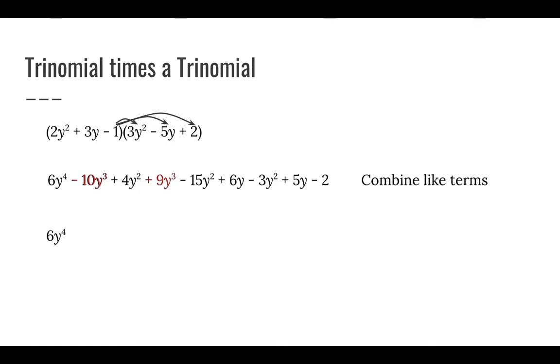Move on to y to the 3rd powers. I have 2 terms with those, so negative 10 plus 9 will give us negative y cubed. I have 3 different terms this time that have y squareds, so 4, negative 15, and negative 3 will give us negative 14y squared. I have 2 terms of y, 6 and 5 will give us a positive 11y, and I don't have any other constants, so I'll write negative 2 down, and there's my final answer. So these are 3 different ways that we're going to practice multiplying polynomials together.